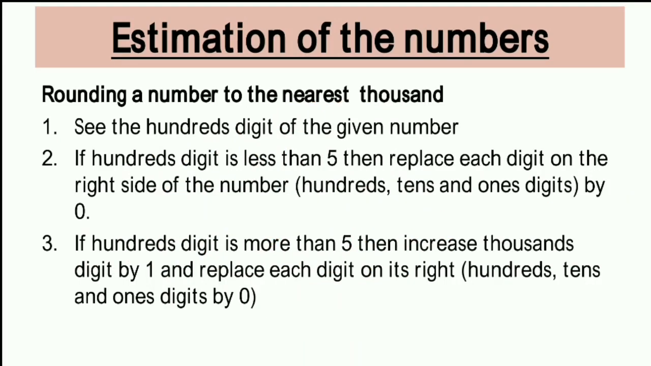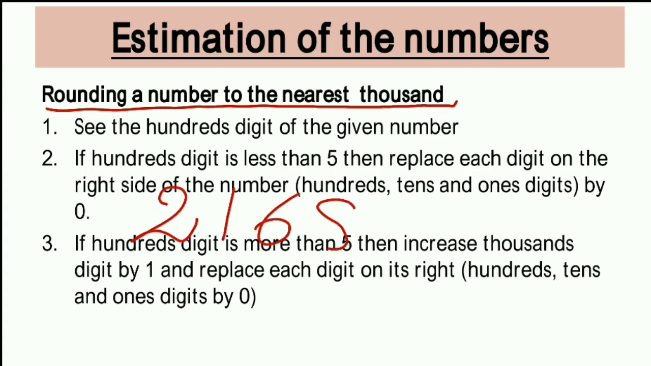Now moving on: rounding a number to the nearest 1000. Very simple, the same rule applies here also. Suppose I write 2, 1, 6, 8. You have to round this number to the nearest 1000. How will you estimate the number? Obviously you have to round to the nearest 1000.